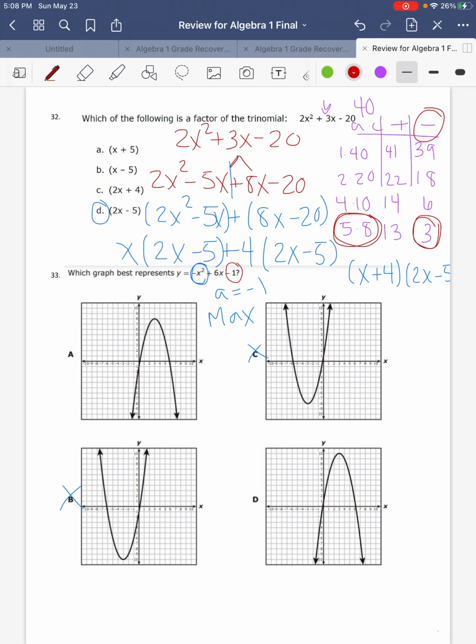But then let's look at our C value. If C is negative 1, that means our y-intercept is going to be negative 1. So I need to see which one, A or D, has a y-intercept of negative 1, and it looks like it would be D.